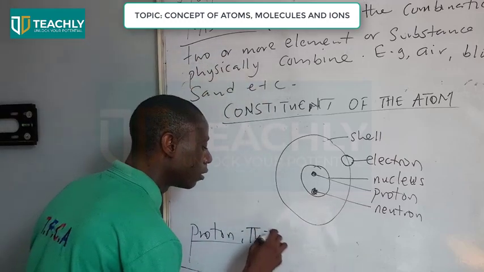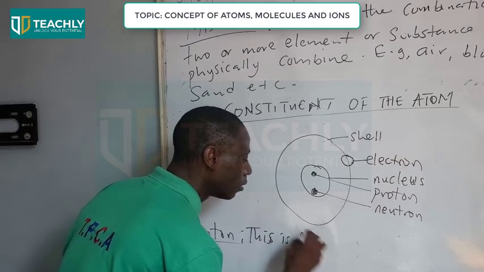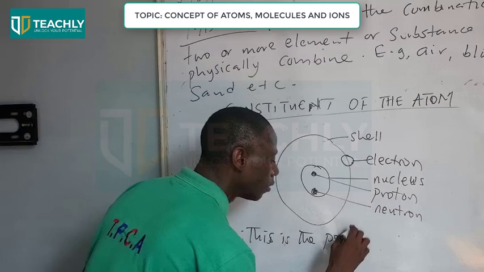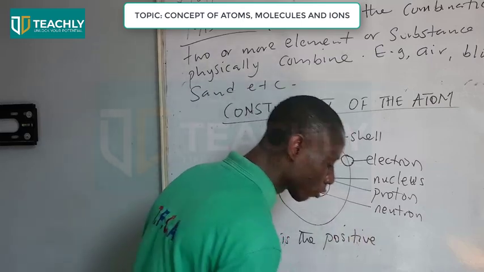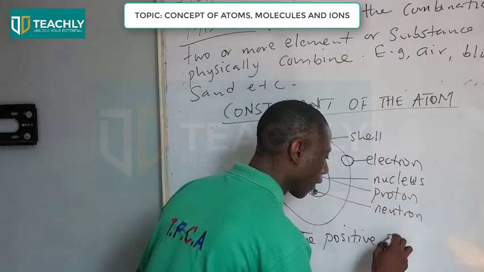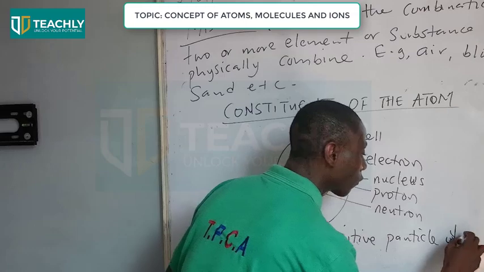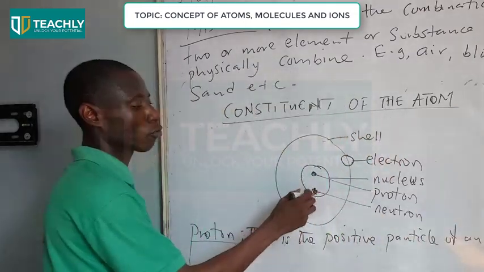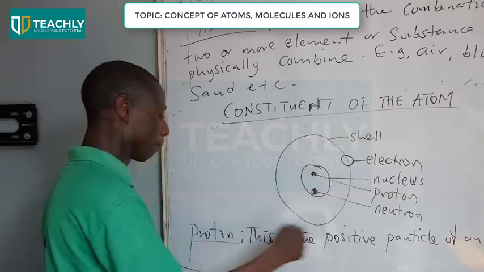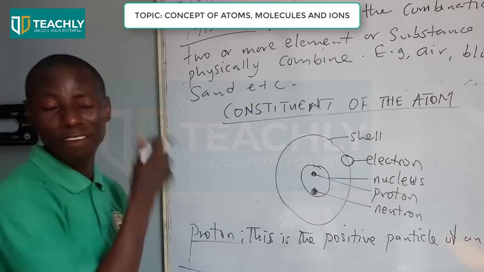This is what? This is the positive. This is the positive particles. This is the positive particle of an atom. So the positive particle of an atom here is the proton. This proton has a certain mass.